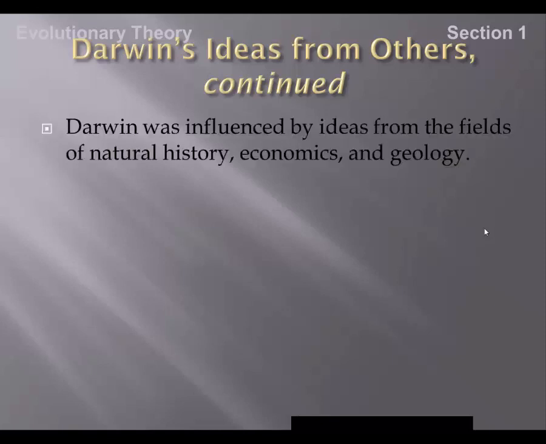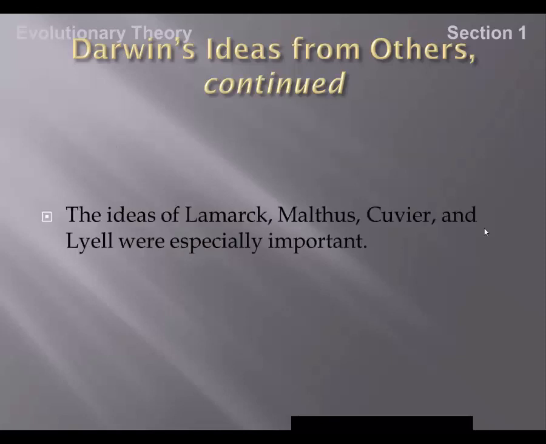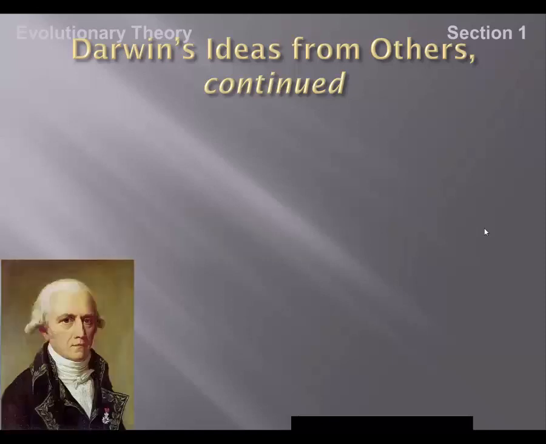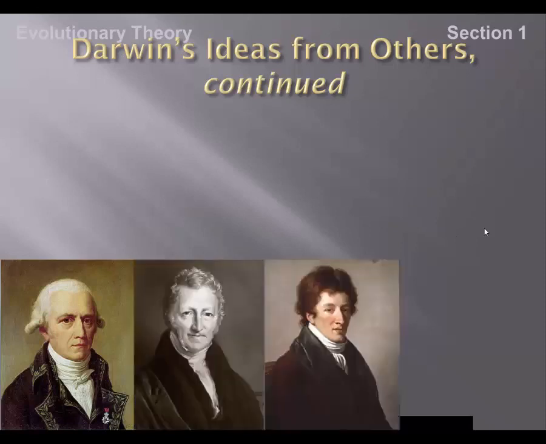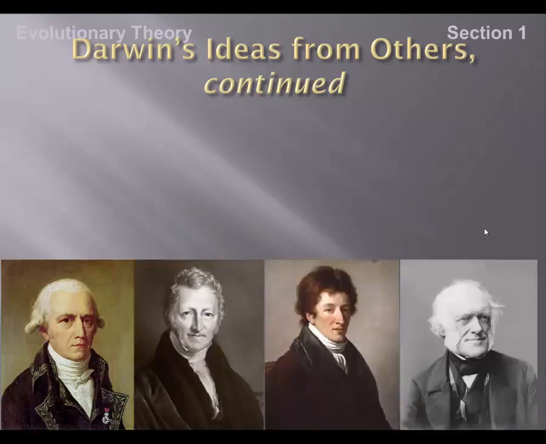Darwin was influenced by ideas from a large number of different sciences, including natural history, economics, and geology. He took ideas from Lamarck, Malthus, Cuvier, and Lyell. So here's Lamarck, Malthus, Cuvier, and Lyell. All of these scientists played a contemporary role in Darwin's ideas.